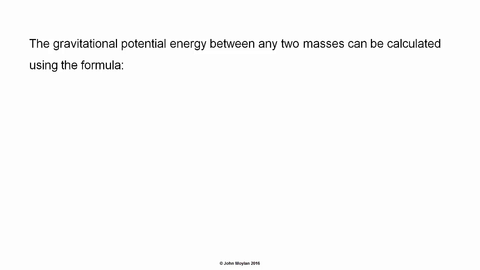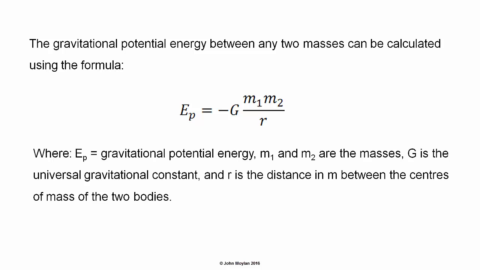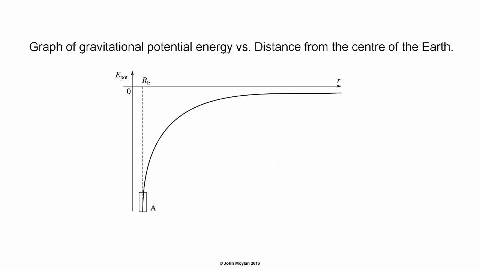The gravitational potential energy between any two masses can be calculated using the formula E subscript P, gravitational potential energy, equals minus capital G M1 M2 on R, where E subscript P is gravitational potential energy in joules, M1 and M2 are the two masses in kilograms, capital G is the universal gravitational constant, and R is the distance between the centres of mass of the two objects in meters.